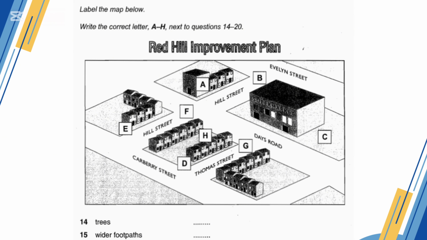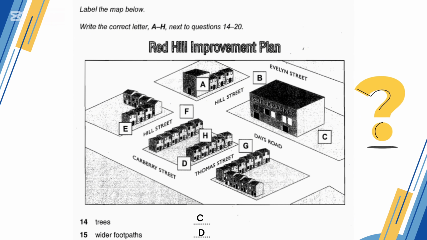Now, we've also put together a map which we've sent out to all the residents in the area. And on the map we've marked the proposed changes. Firstly, we'll plant mature pine trees to provide shelter and shade just to the right of the supermarket in Days Road. In order to address the traffic problems, the pavements on the corner of Carberry and Thomas Street will be widened. And here's the right answer.